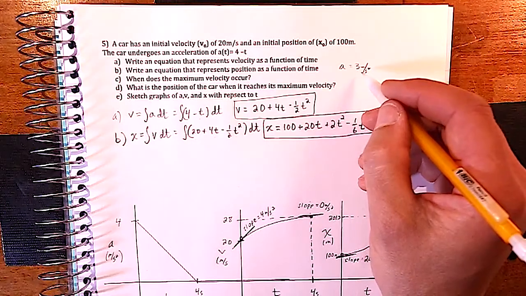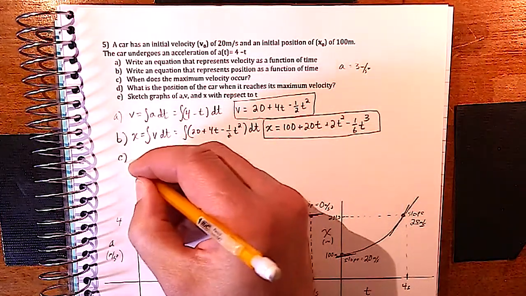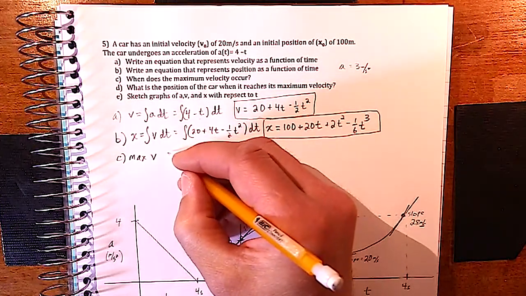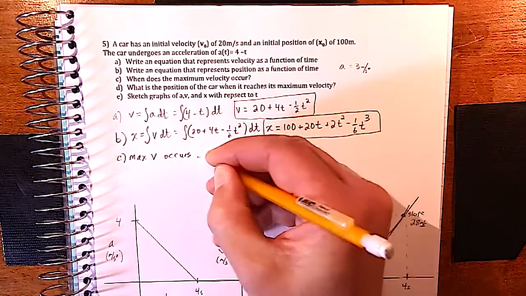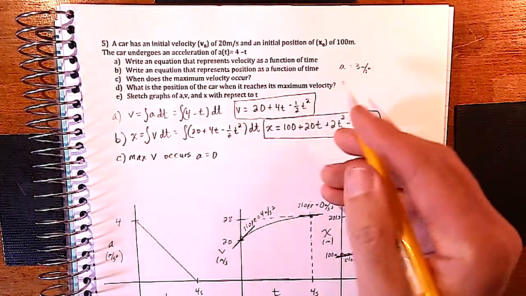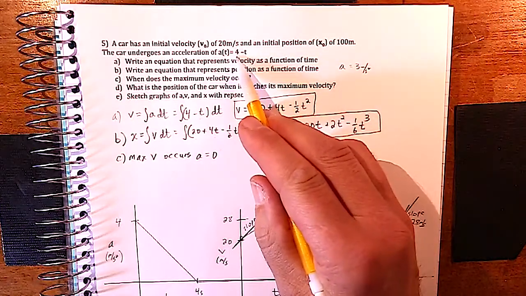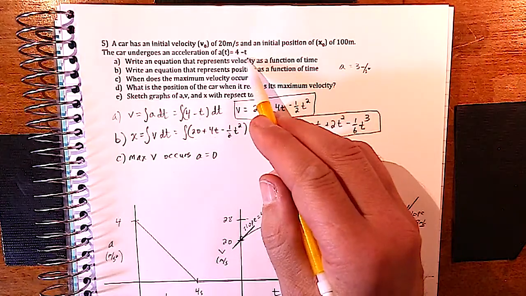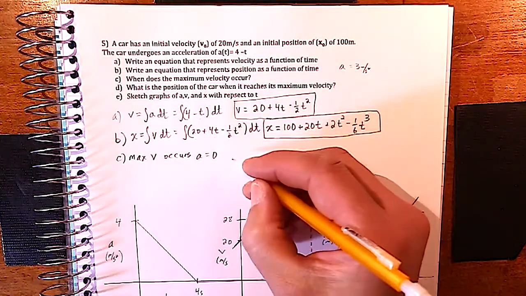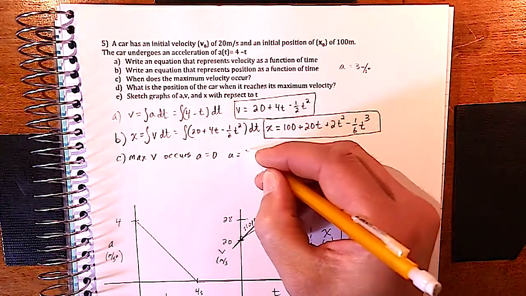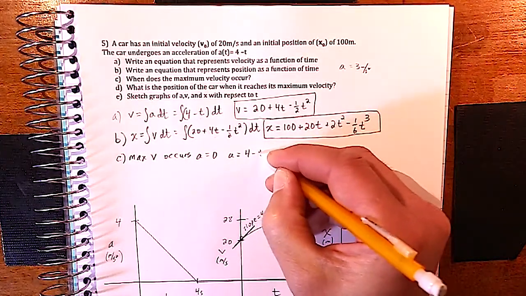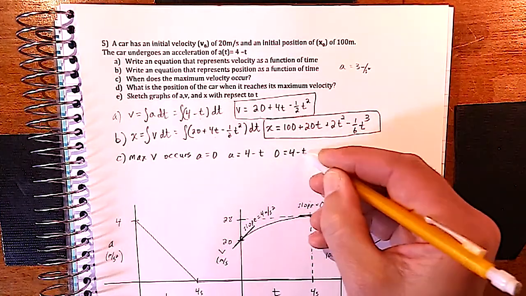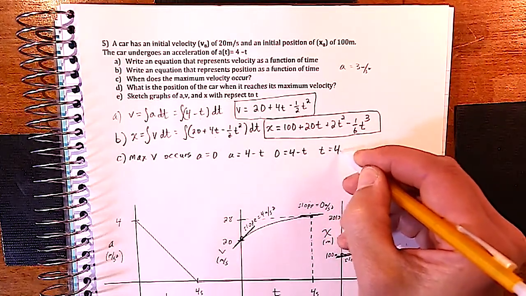That's a very tricky idea, but it's a very important one. So I'm actually going to write that down and say that the max velocity occurs when acceleration is 0, because it's going to speed up with a positive acceleration all the way until the acceleration becomes 0. So we can say that the acceleration is equal to 4 minus t, and that's going to occur when acceleration is 0. So solving for t, that just comes out to 4 seconds.